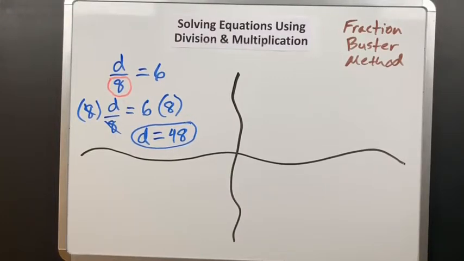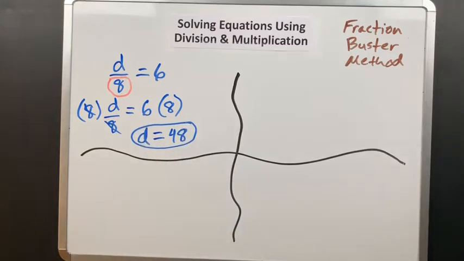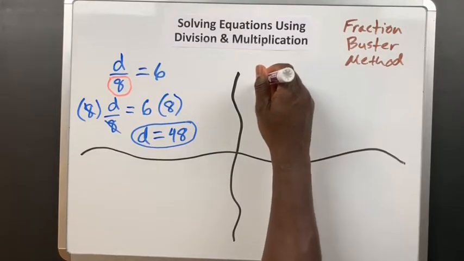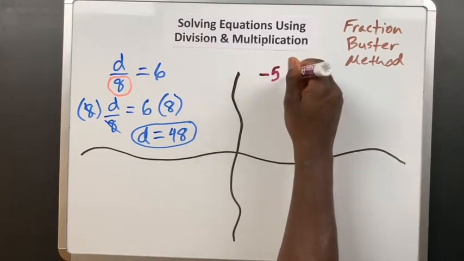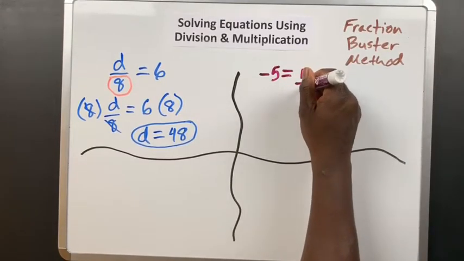Now let's choose another problem. We use the multiplication property of equality for this, because we had to multiply both sides of the equation by 8 to solve the problem. Now let's solve a problem written a little differently. We have -5 equals n divided by 2.